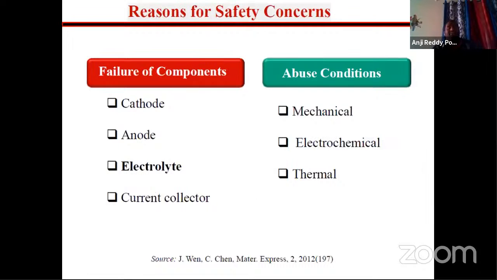How can we rectify that? What is the main problem? Whenever we talk about a battery, it has mainly three parts: anode, cathode, and electrolyte. And the properties we have to check for those batteries are mainly mechanical, electrochemical, and thermal. These are the main properties we have to check.